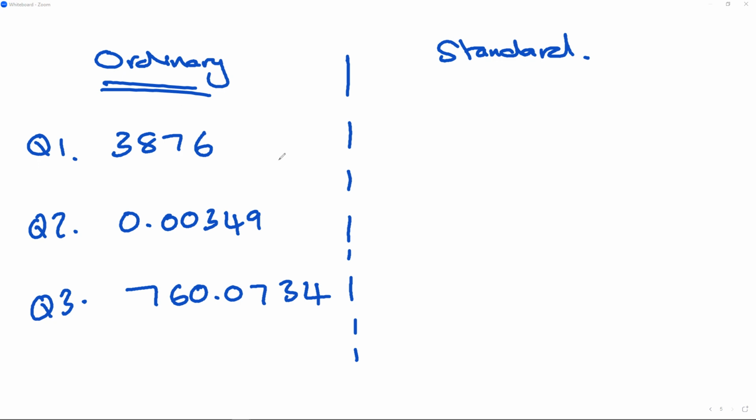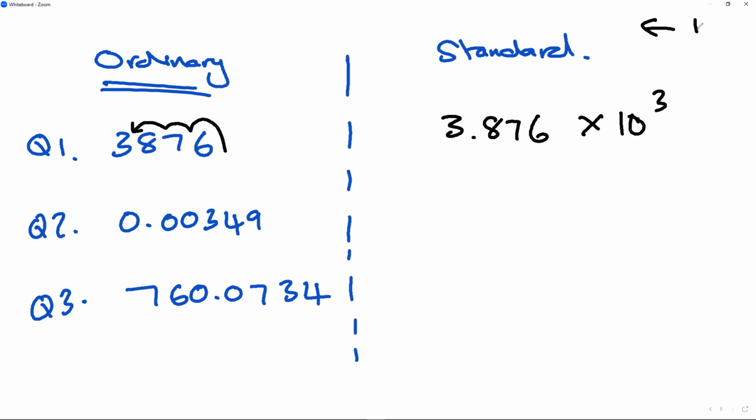All right, so I'm gonna look at the first one here. Going from an ordinary number into standard form, the imaginary decimal is over here, and I'm gonna move it 1, 2, 3 spaces to the left. That becomes 3.876 times 10 to the power of 3, because I went left, right? So left implies power goes up. Right implies power goes down. All right, so that's the first solution over there. I moved the decimal 3 spaces to the left, and the power went up by 3.